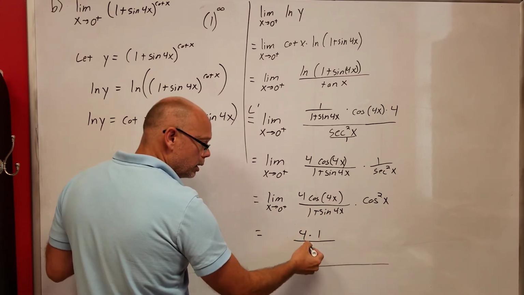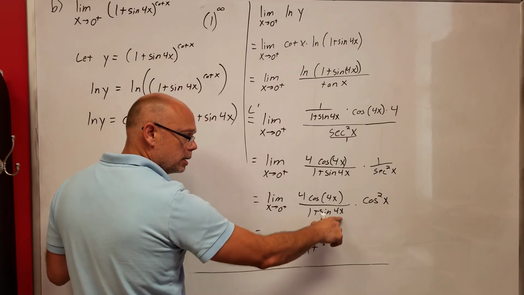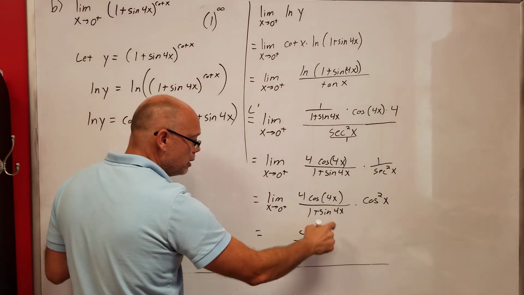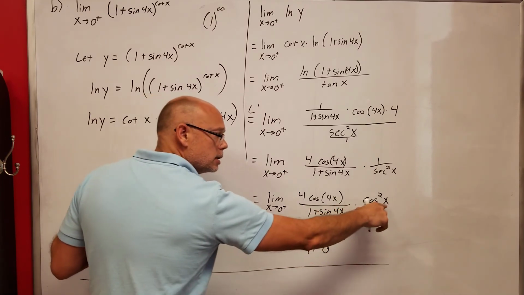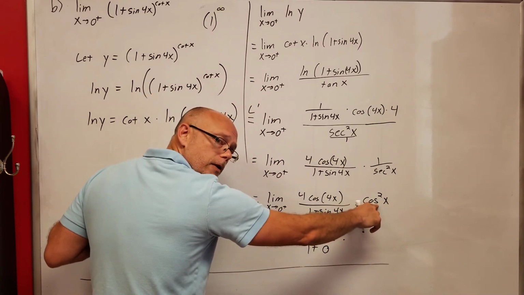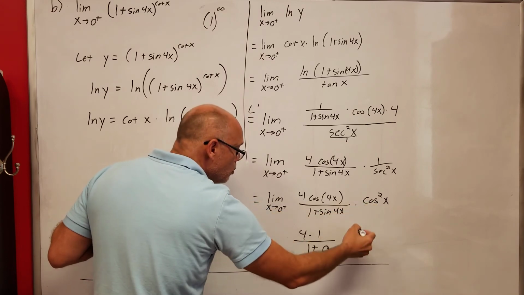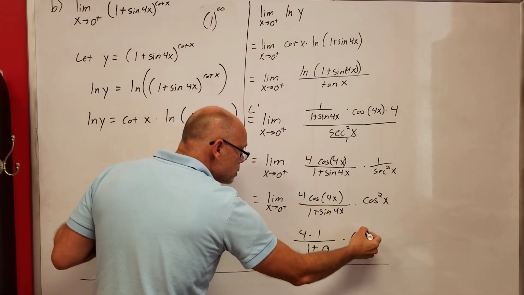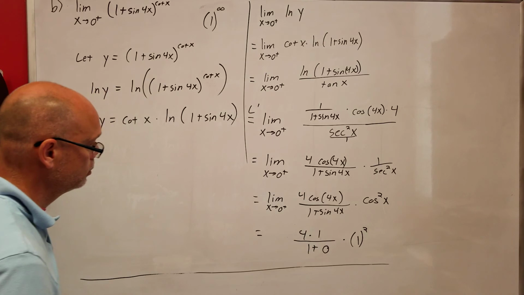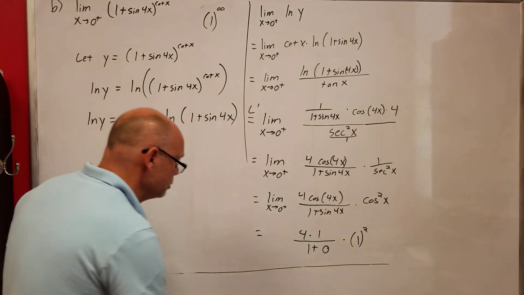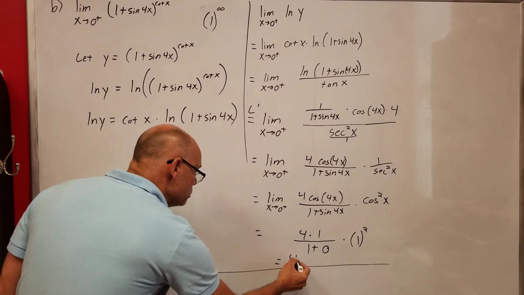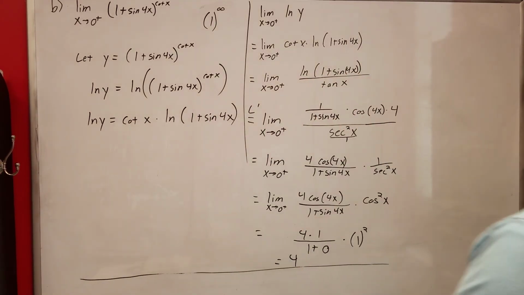Over here, I have the 1 I'm going to bring down, plus, as x goes to 0, the sine function goes to 0. And as x goes to 0 here, the cosine function goes to what? 1? Then we have to square that, right? Well, what does that give me if I clean all that up? I get what? Just 4, right? Just 4.